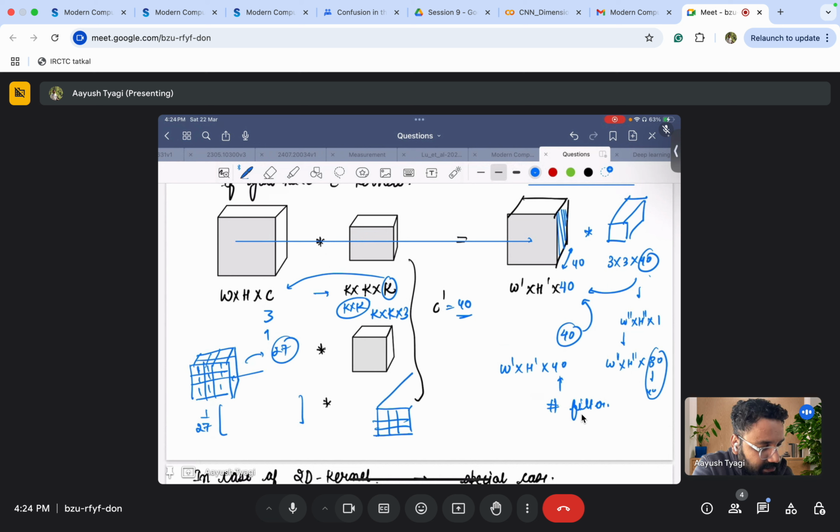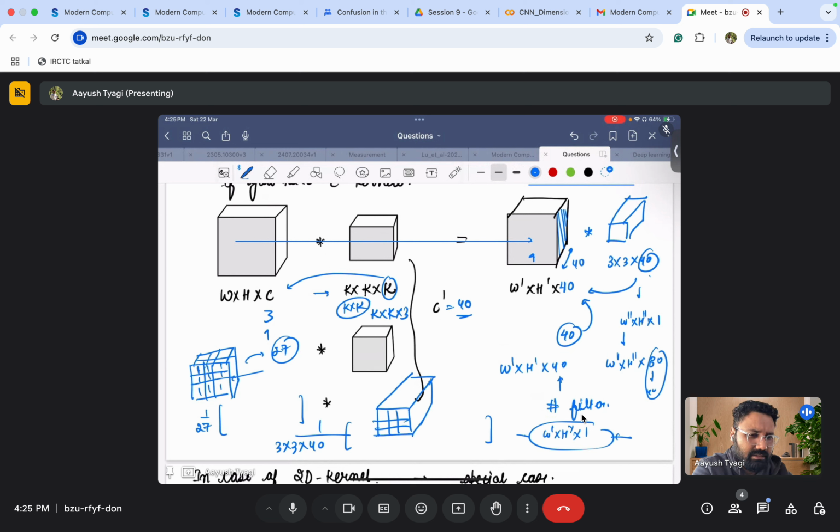Now you will have parameters in dimension 40 in the depth. You have 40 such filters which are stacked, and this is your one filter. Now you will be dividing by 3 into 3 into 40, and you will be multiplying every parameter of this filter with the parameter of your input. This is your one convolution operation. So now you will have w dash cross h dash cross 1 as the output.